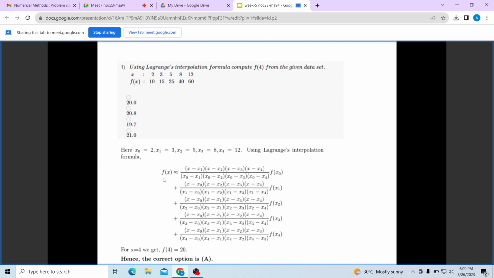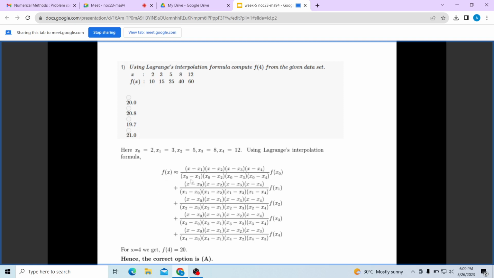What do you exactly mean by interpolation? Using the given data, we can interpolate the value of f at any x in between this data set. That will be interpolation.